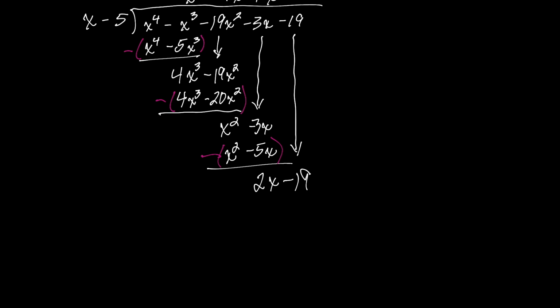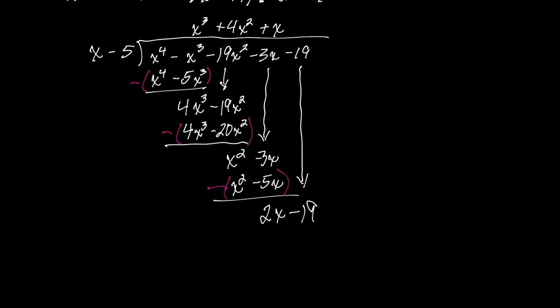Minus 19. So my x divisor will go into 2x 2 times. So plus 2. Then we're going to go ahead and multiply. So you have 2 times x is 2x. So that's what we want to have happen. We want that to be a 2x. Then I'm going to multiply 2 times negative 5. That's a negative 10.